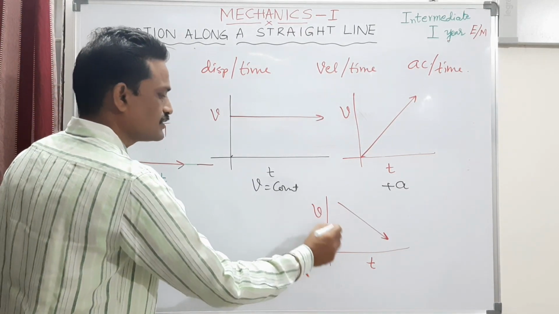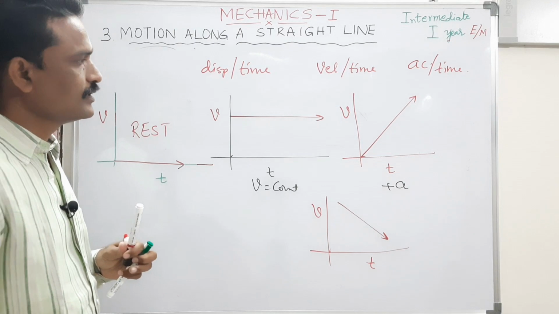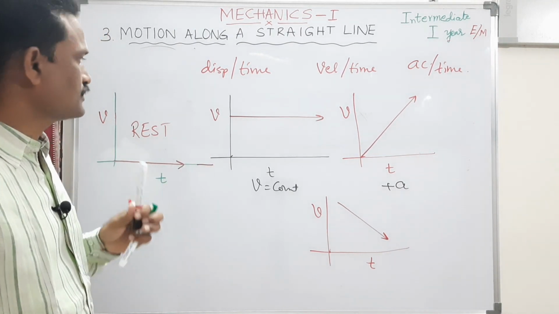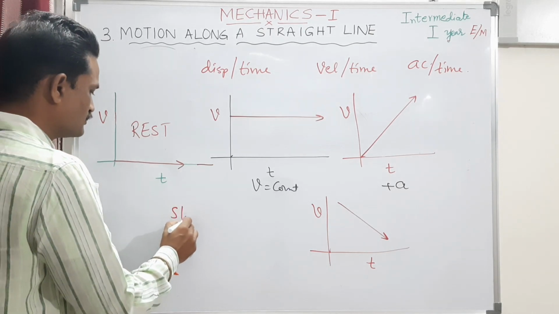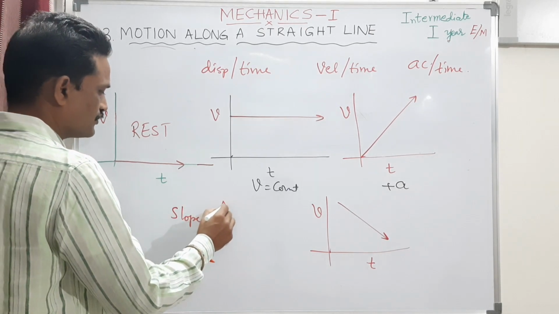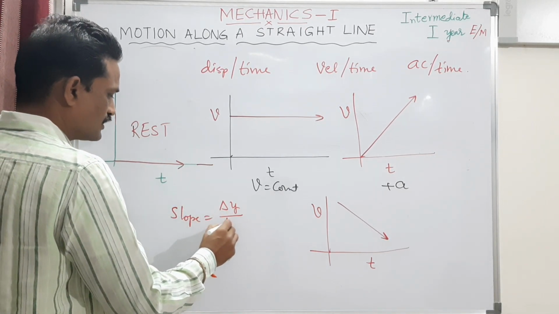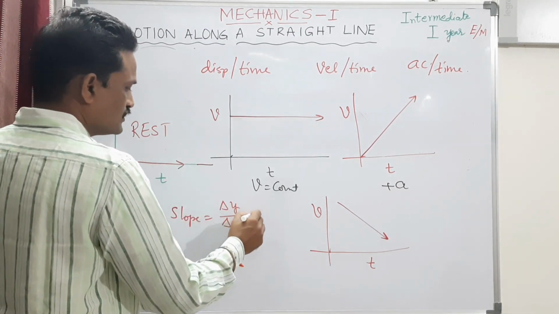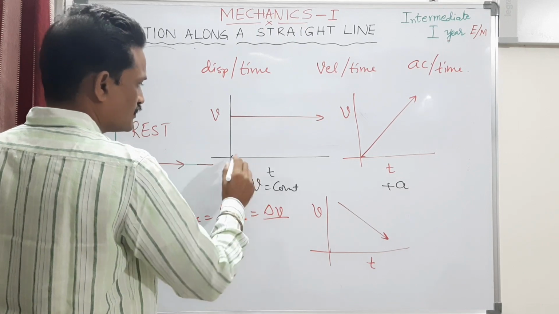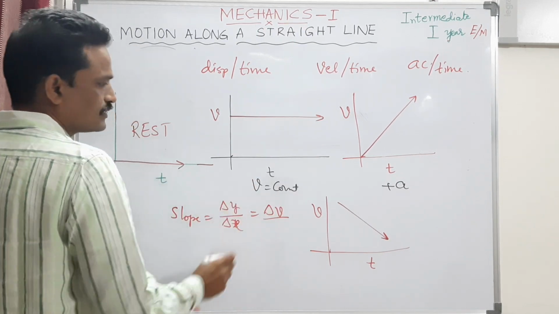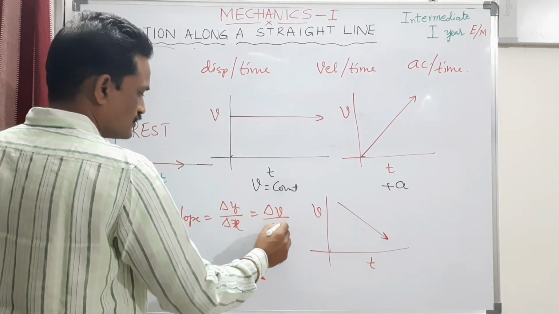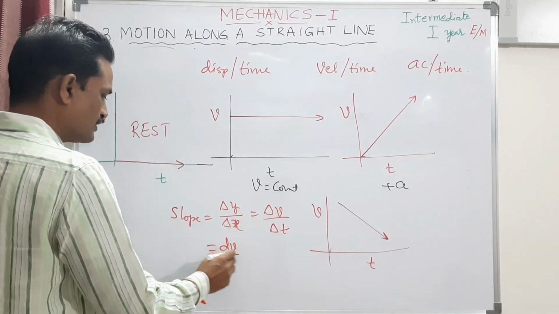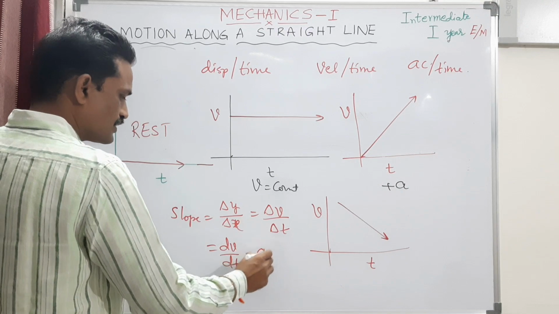So this is velocity and this is time. Now what does the slope of the v-t graph give? As I told you, in your 10th class mathematics you might have studied slope as delta y by delta x. Here delta y is change in velocity, and delta x is delta t. So it is nothing but acceleration. So slope gives dv by dt, and dv by dt is nothing but acceleration.